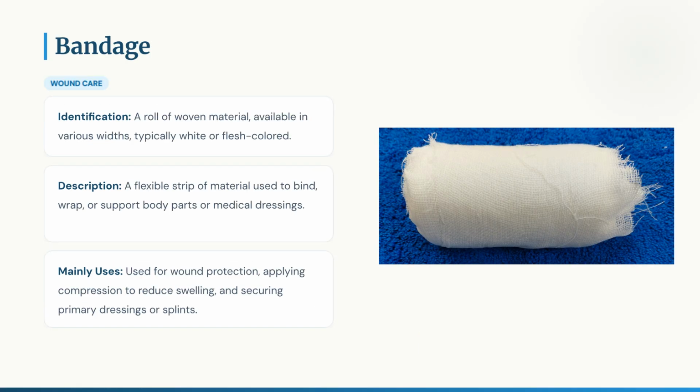A bandage is a flexible strip of woven material. It is used for wound protection, applying compression to reduce swelling, and securing primary dressings or splints.